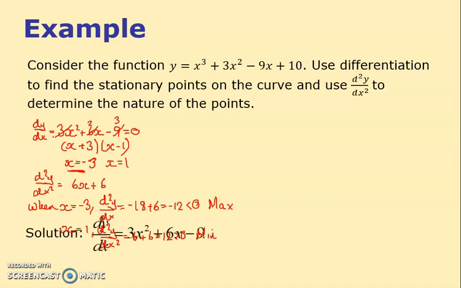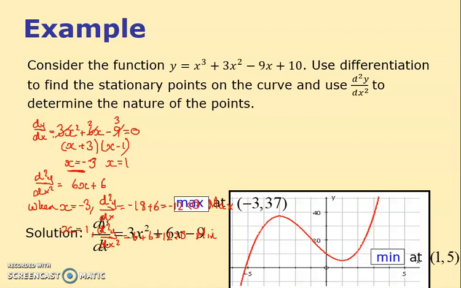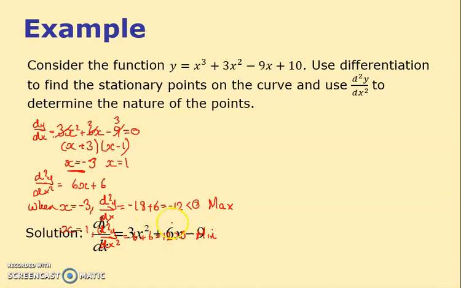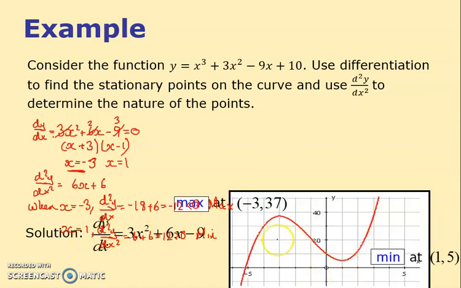Now, have I drawn this picture? I'm hoping I have. Yeah, I kind of have drawn this picture. I don't think I substituted those for the y values. Clearly I could have done. But I've got a maximum at minus 3 and a minimum at 1. And you can see on my graph, I have got a maximum and I have got a minimum in the places I said there would be.